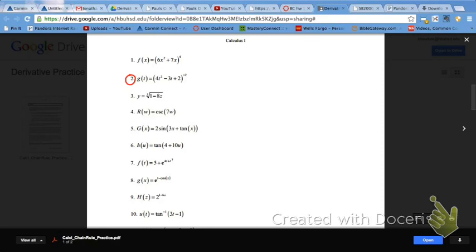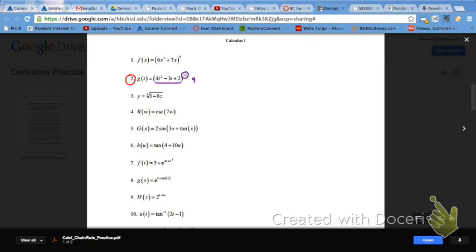Starting with number 2, you can see we have to use the chain rule to find the derivative of g of t. And using the chain rule, it's important to identify the outside function and the inside function. Hopefully you can see that the outside function is the power function, so we have something being raised to a power.